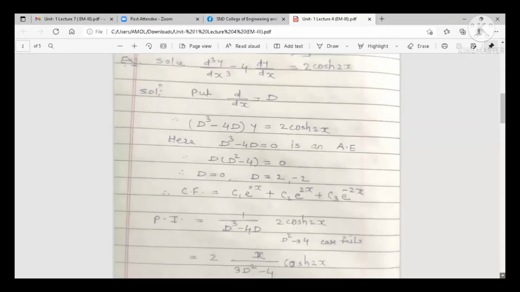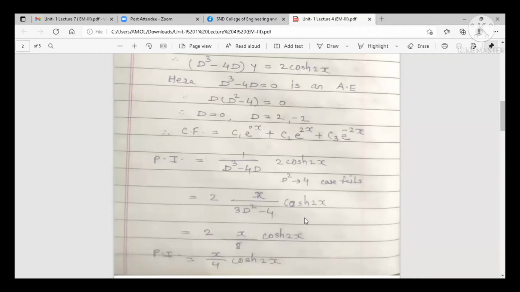And now to find the PI, the formula is 1 upon phi of d into f of x. So 1 upon phi of d is here d cube minus 4d, and the function is here 2 into cos 2x. Now to solve for this hyperbolic cos 2x function, we always replace d square by a square. The value of a, the coefficient of x, is here 2. The square of 2 is 4. So replace that d square term by a square, meaning d square by 4.